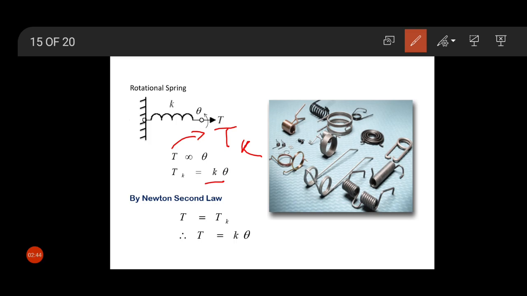or spring stiffness constant. According to Newton's second law, the applied torque capital T is equal to Tk. So the applied torque T equals K theta.